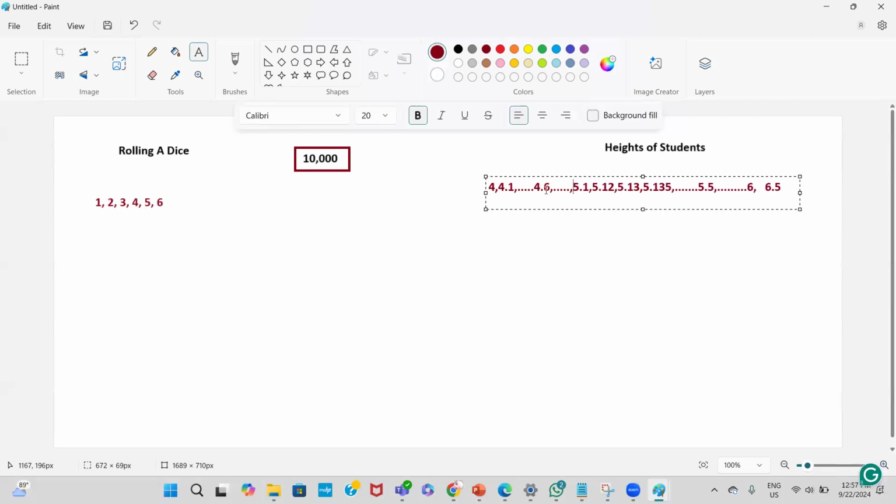So there are an infinite number of possibilities when you're talking about the height of students. But when you're rolling a dice, you always get values from a finite set, even if you are doing that 10,000 times or 10 lakh times, it doesn't really matter. This always remains finite, while the heights will always grow. Now, when I say the probability of getting 2 when I roll a dice 10,000 times, can you actually predict that?